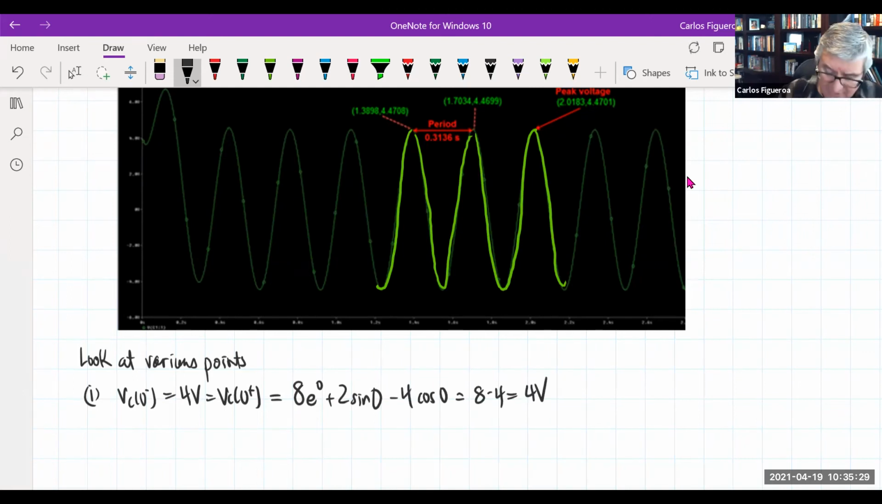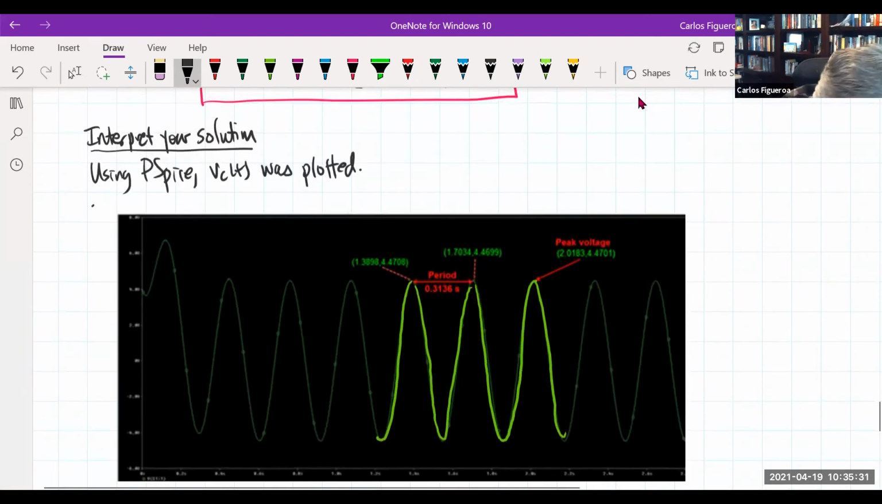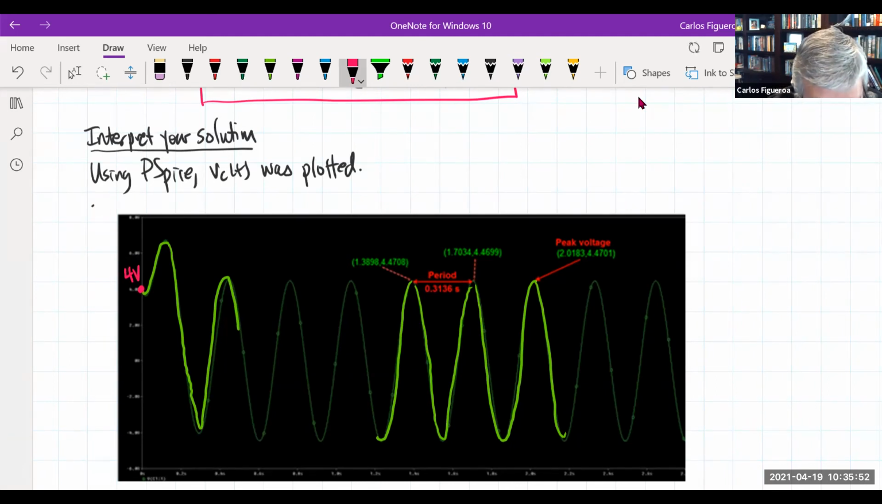When I look at my plot here, this plot tells me that it starts here and then starts to move all the way up like this. And this point right here is 4 volts. So I can see that at t equal to 0, it's exactly 4 volts, which is exactly what we expected.